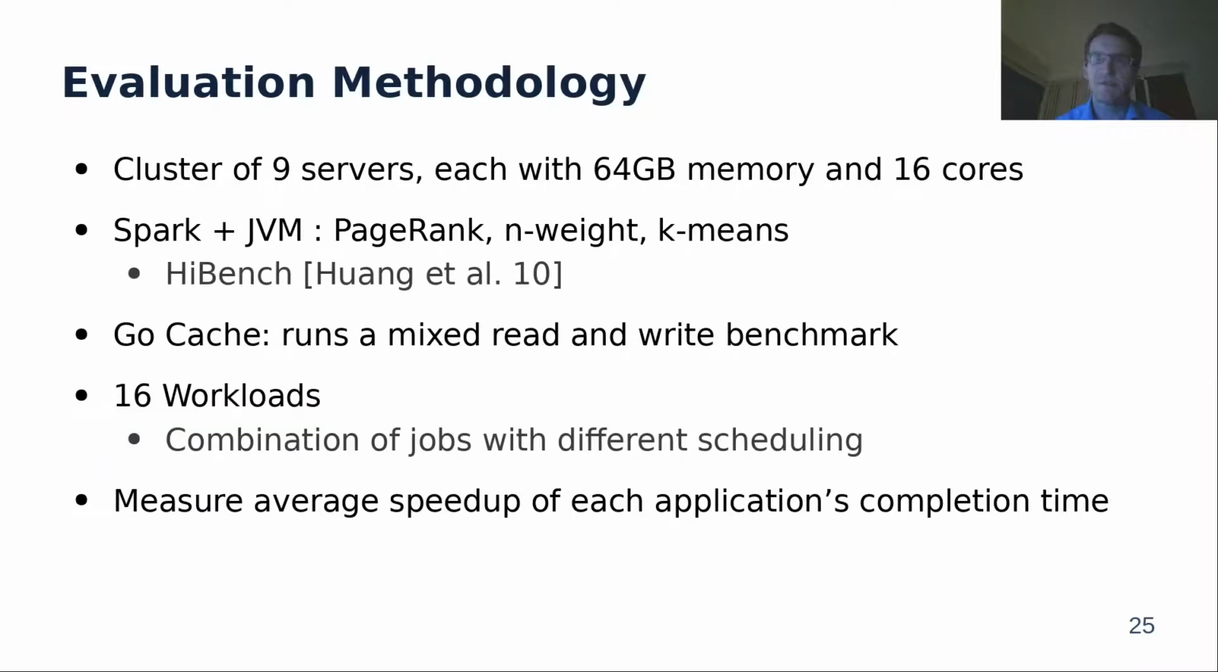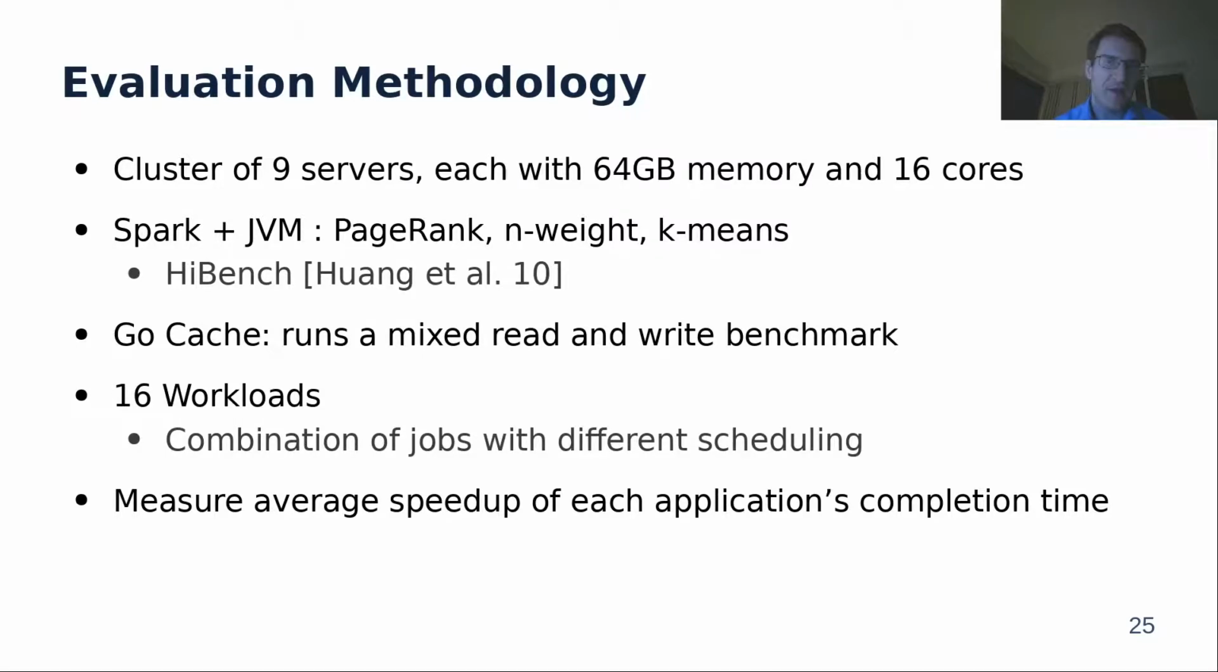We set up a cluster of 9 servers, each with 64 gigabytes of system memory and 16 cores. We have 4 jobs. PageRank, NWeight, and K-means are from the HiBench suite and run on Spark and the JVM. Additionally, we create a cache in Go that runs a mixed read and write benchmark. We create 16 workloads made up of a combination of these 4 jobs with different schedulings.